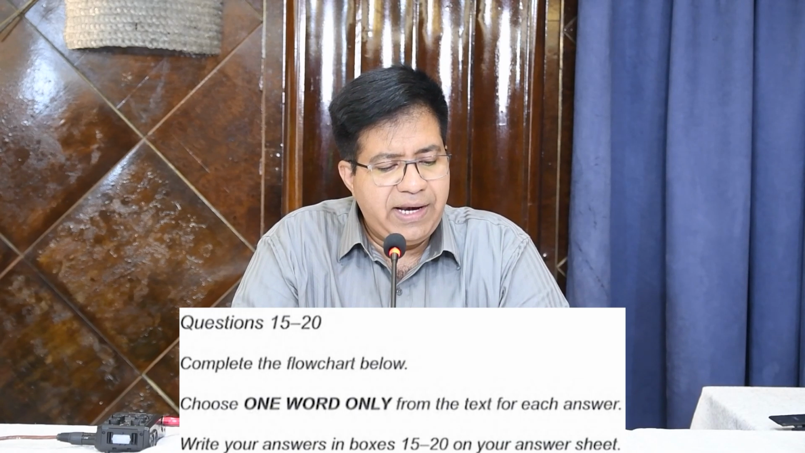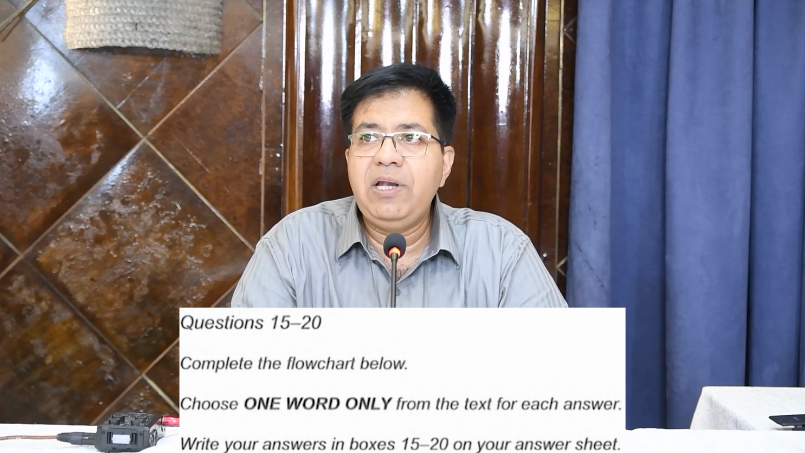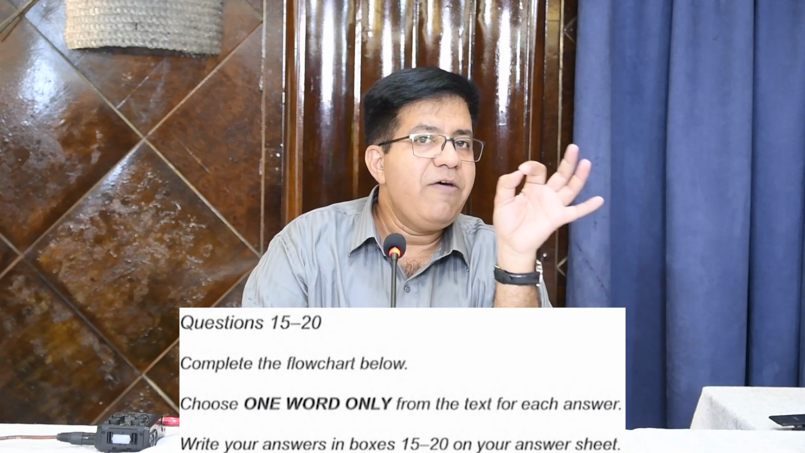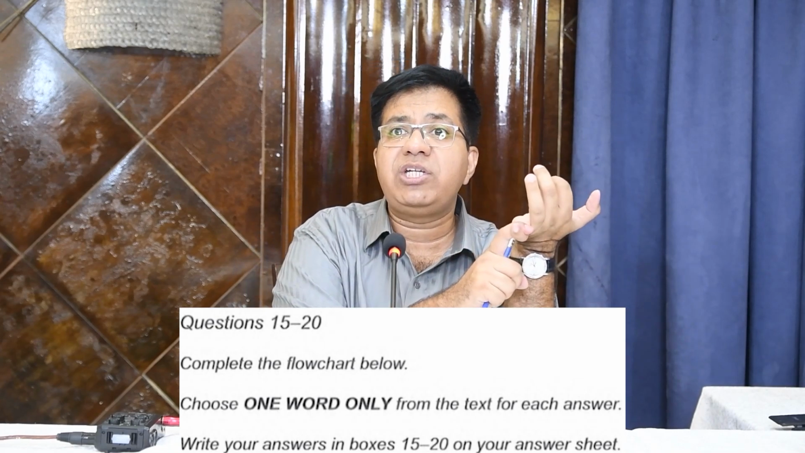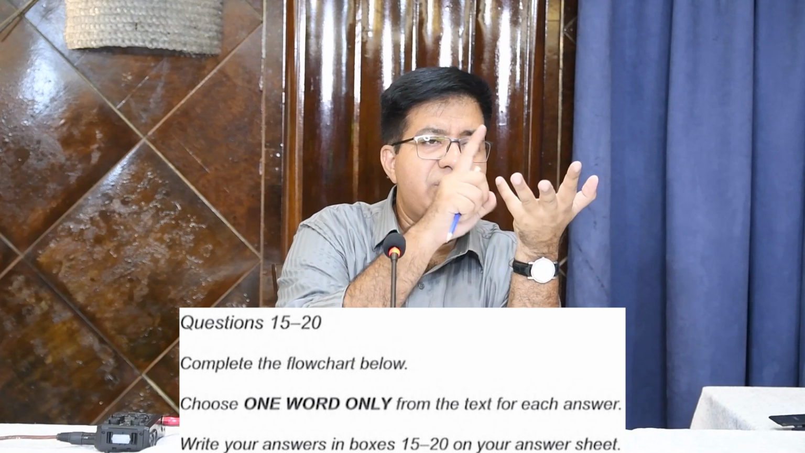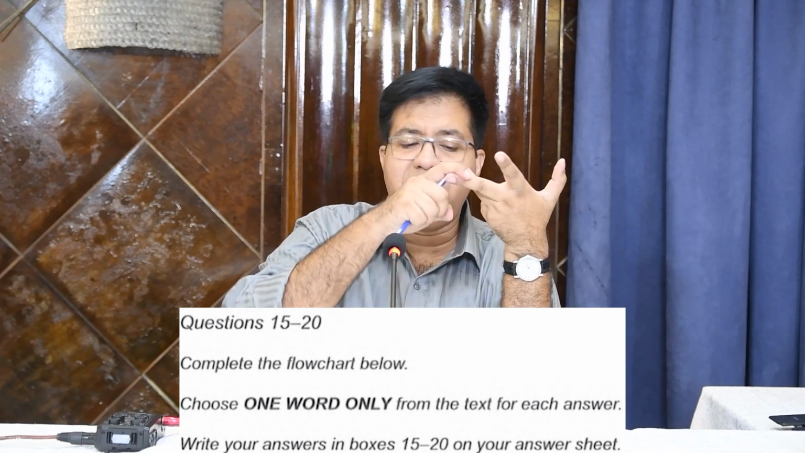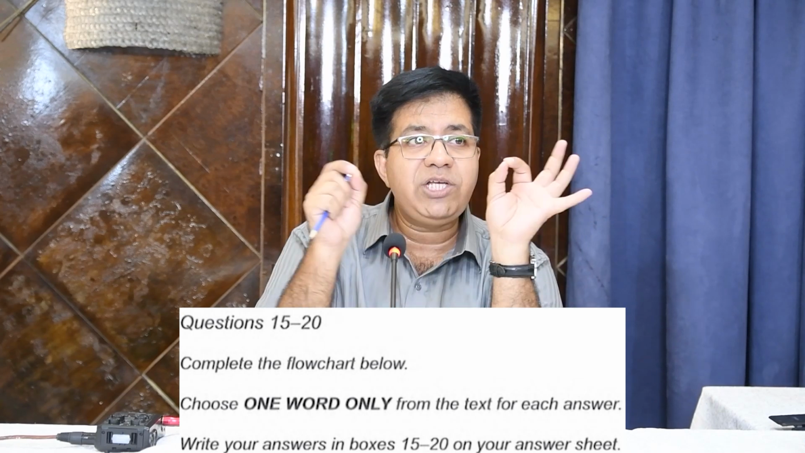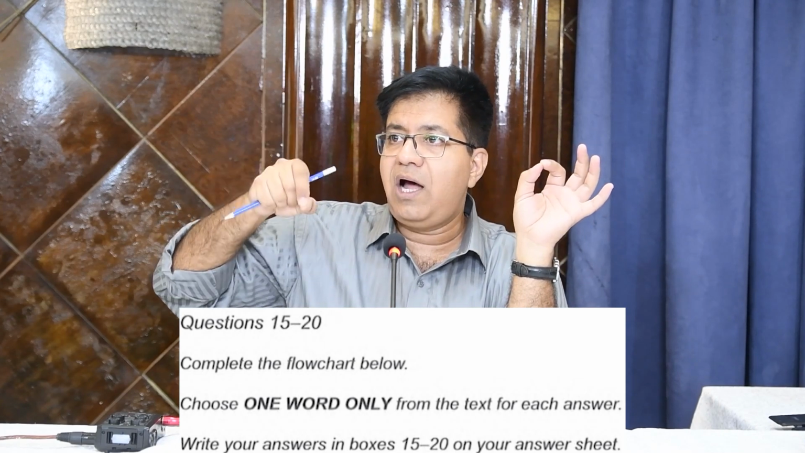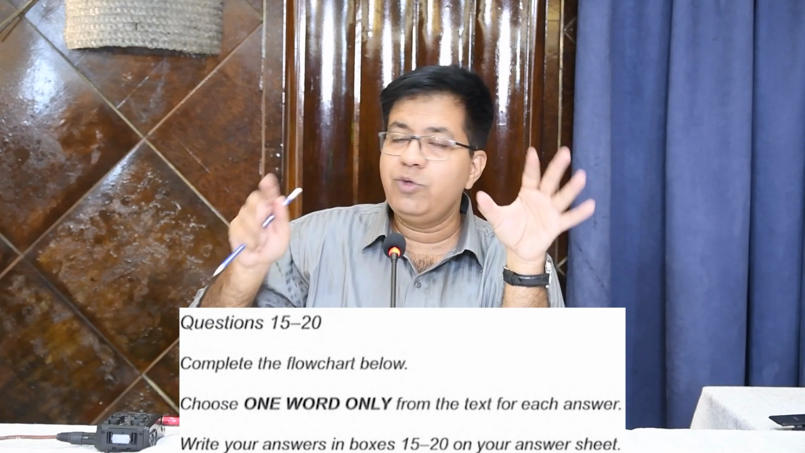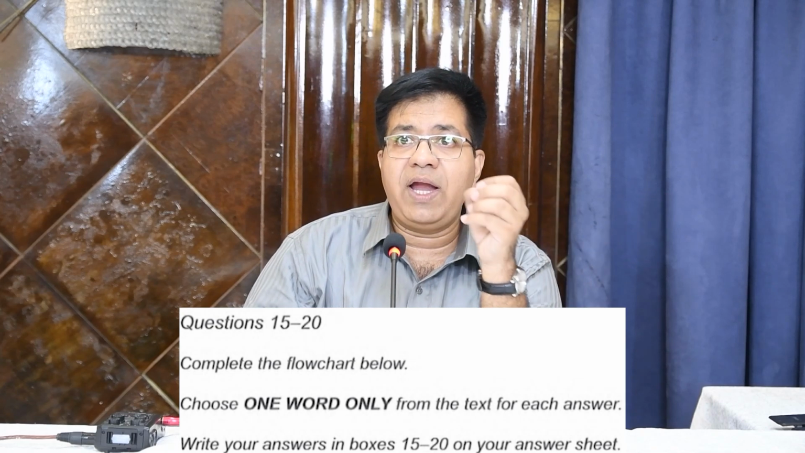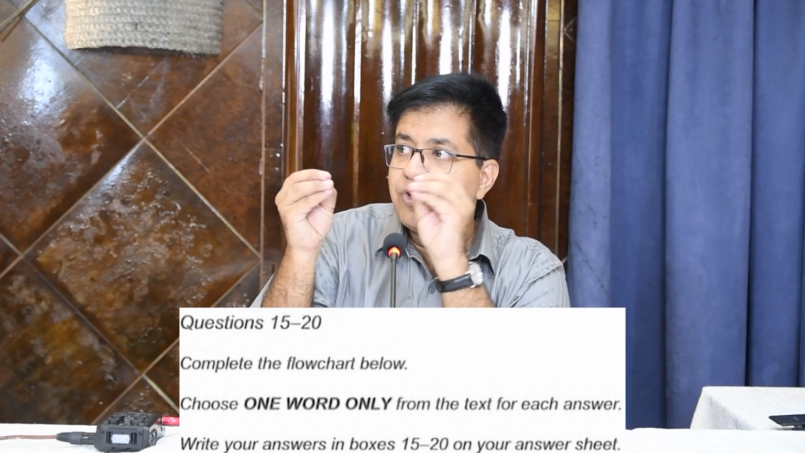Questions 15 to 20, complete the flow chart below. Now we have a flow chart, and you have to complete this flow chart. And remember, whenever there is any completion type of question, sentence completion, notes completion, summary completion, flow chart completion, diagram completion, when they use the word completion, questions and answers are always in order. Once you find one answer, go on, you'll find another answer, and sometimes you find 3 to 4 answers in 2 to 3 lines. This is also happening, okay?